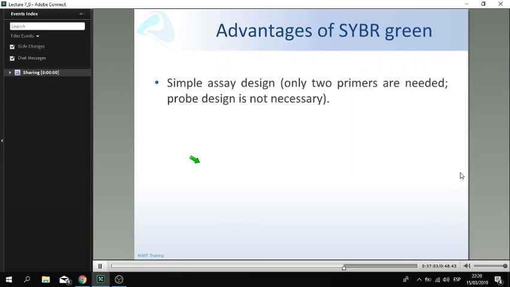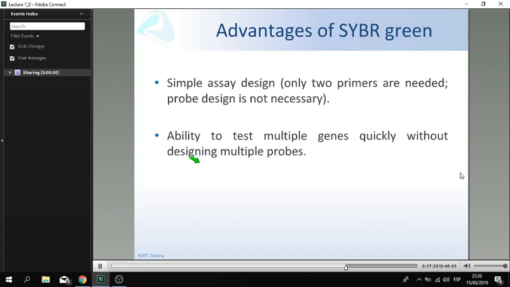So SYBR Green is simple to design. For doing a reaction with SYBR Green, you just need your two primers, and then you can use SYBR Green for any kind of primer complexes that you have, for any kind of genes that you're trying to amplify. So you can test multiple genes quickly without designing multiple probes. Remember, probes need to be designed to complementarily bind to your gene of interest between your primers, while SYBR Green binds to any double-stranded DNA, so it doesn't have to be designed separately. You can just buy universal SYBR Green. And you have lower initial cost because probes cost a little bit more than SYBR Green.